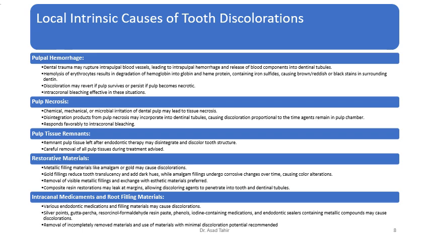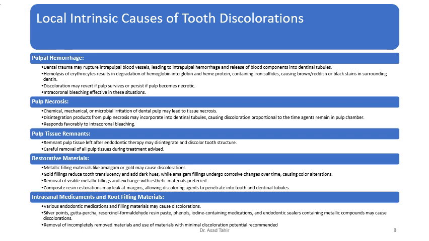Pulp necrosis. Chemical, mechanical, or microbial irritation of dental pulp may lead to tissue necrosis. Disintegration products from pulp necrosis may incorporate into dentinal tubules, causing discoloration proportional to the time agents remain in the pulp chamber. It responds favorably to intracoronal bleaching. Pulp tissue remnants. Remnant pulp tissue left after endodontic treatment may disintegrate and discolor tooth structure.